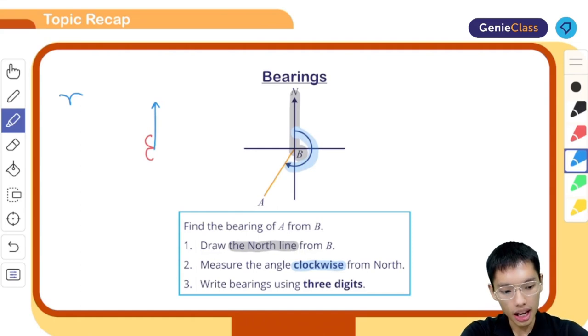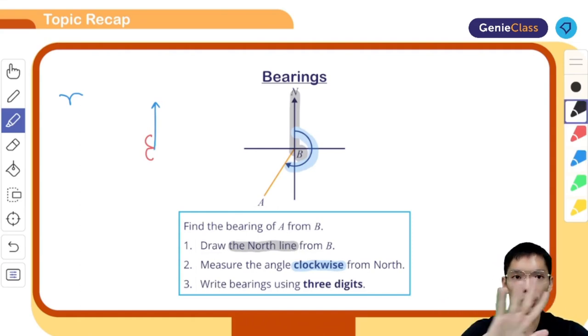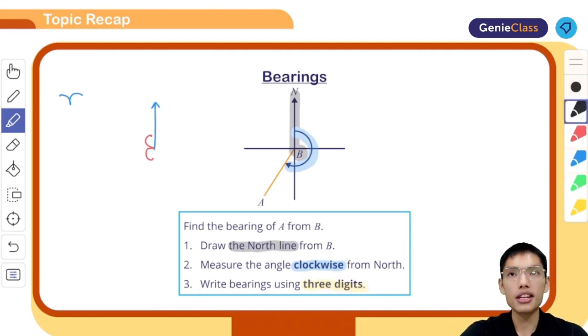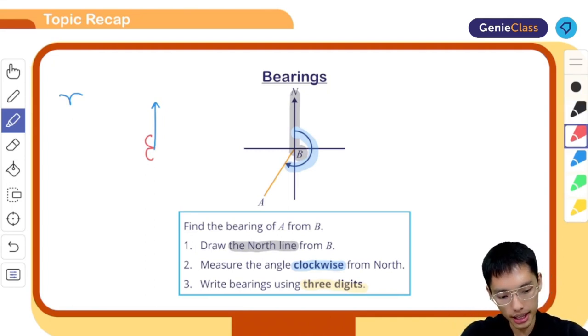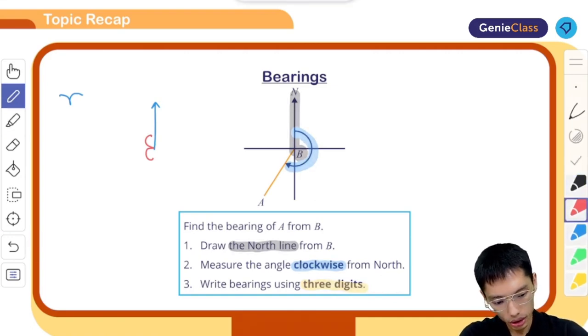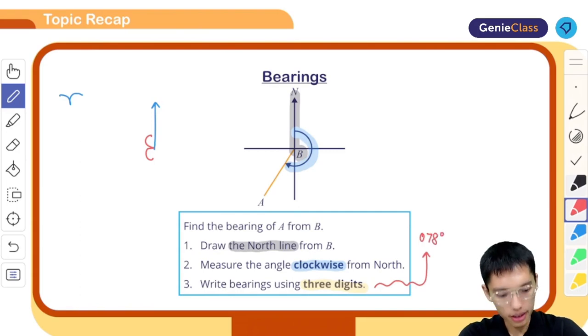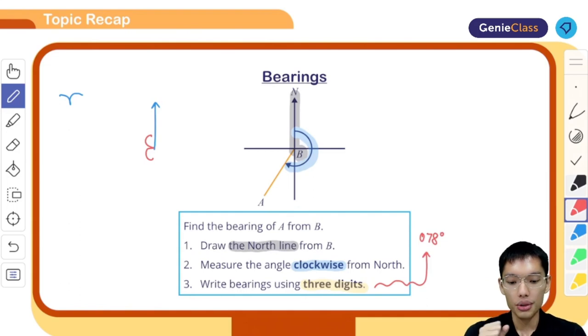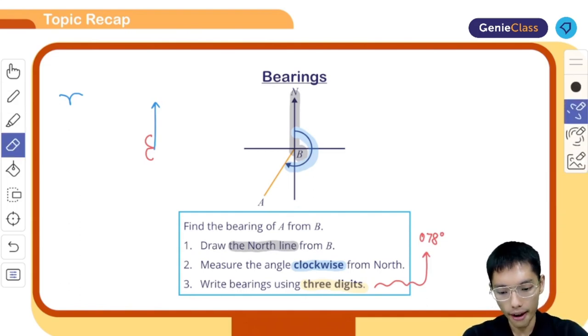Clockwise. Lastly, bearings, regardless whether it's acute or obtuse, always remember 3 digits. So therefore, when they say 78 degrees, the bearings will be written as 078. Always 3 digits, 078 degrees. So take note. The 2 things you need to take note. First one, very important, main concept over here.